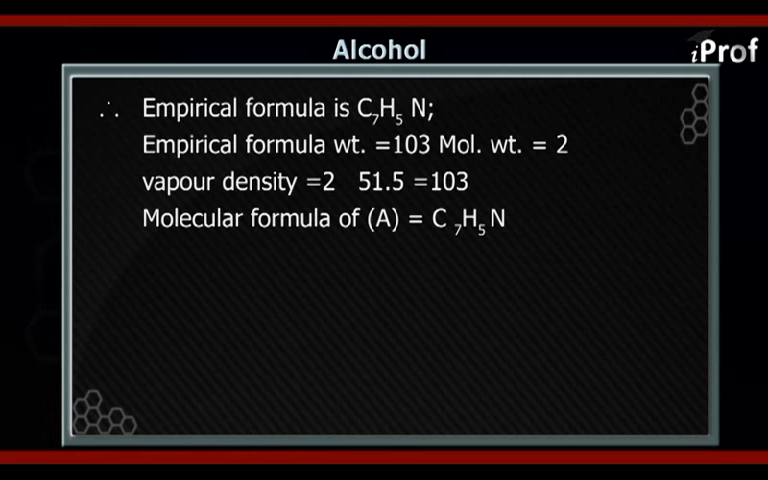And similarly, if you see the empirical formula of the compound, that is C7H5N, when you find the mass of this empirical formula, what you get is the empirical formula mass. So the empirical formula mass will be calculated as 12 into 7, where 12 is the atomic mass of carbon and 7 is the number of carbon atoms, plus 1 into 5.